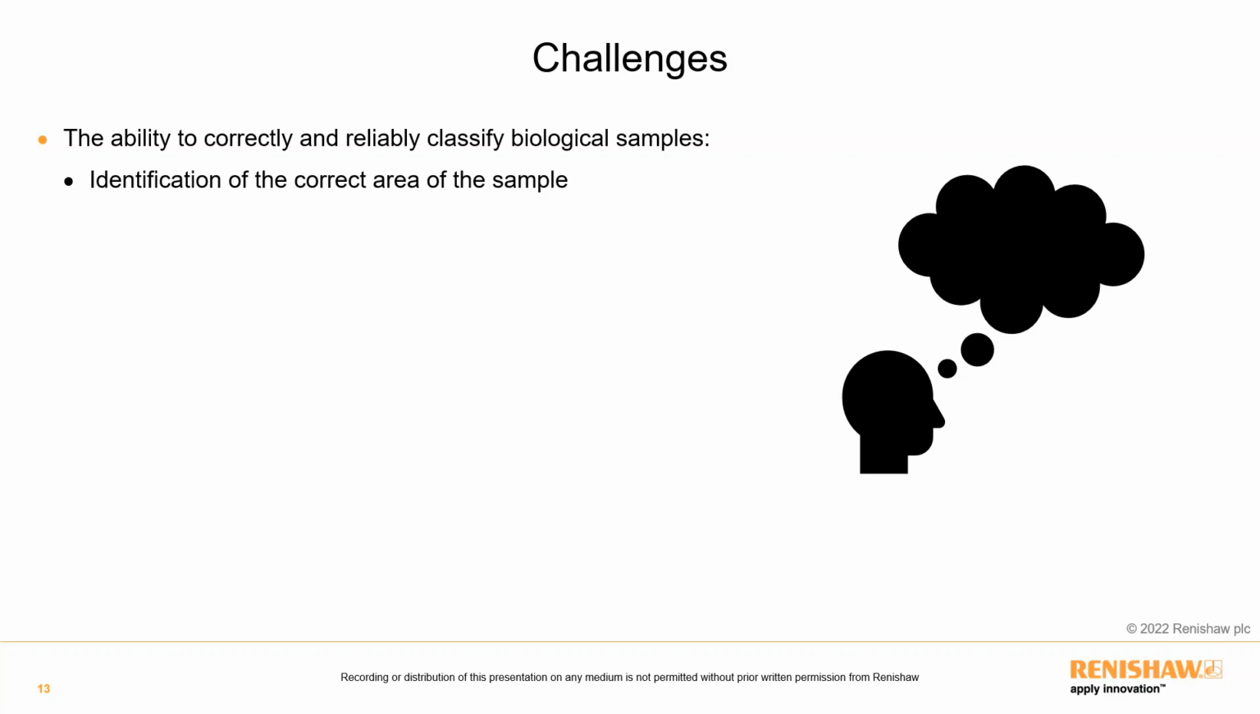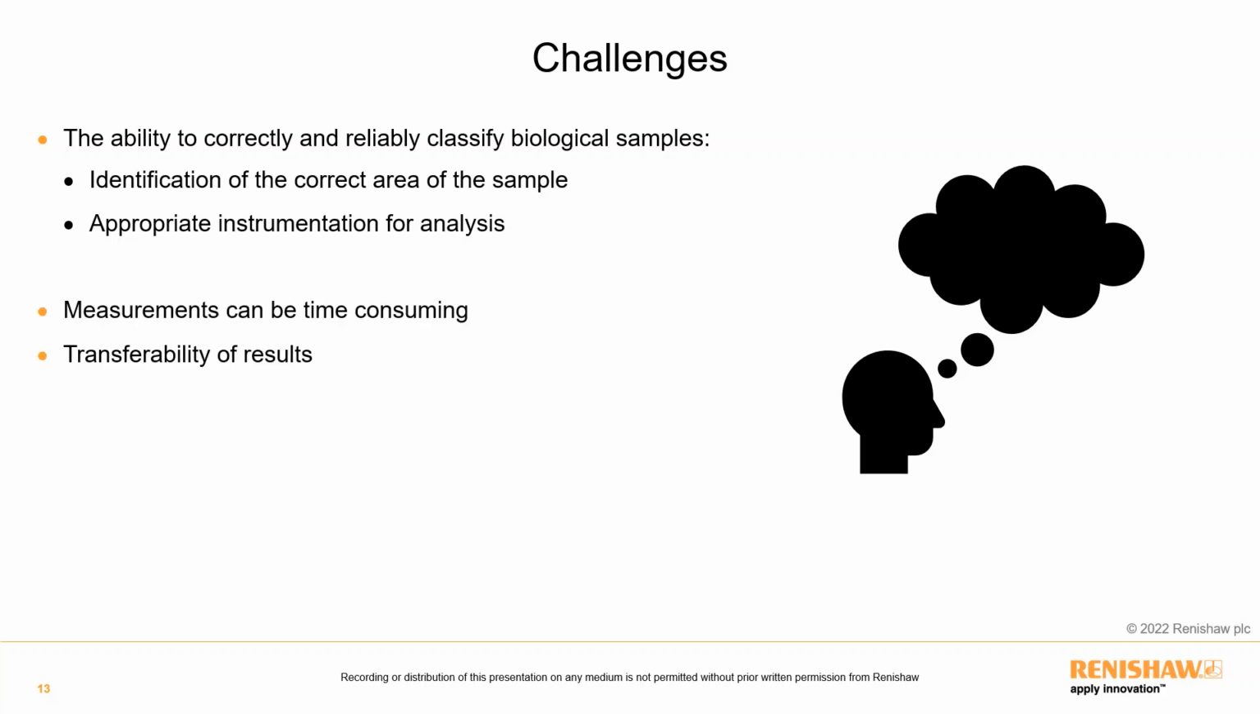The next challenge that is often faced is the need for appropriate instrumentation. There is a need to perform both in vivo and ex vivo measurements and also have instrumentation that is suitable for research and in a clinic. As biological samples are weak Raman scatterers, the time to collect Raman spectra can often be time consuming, and so the instrumentation must have high performance. The last cause for concern is the transferability of results, and that is the ability to collect the same results across different systems in different locations.